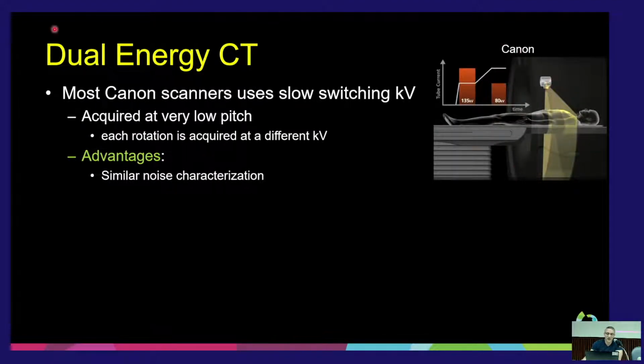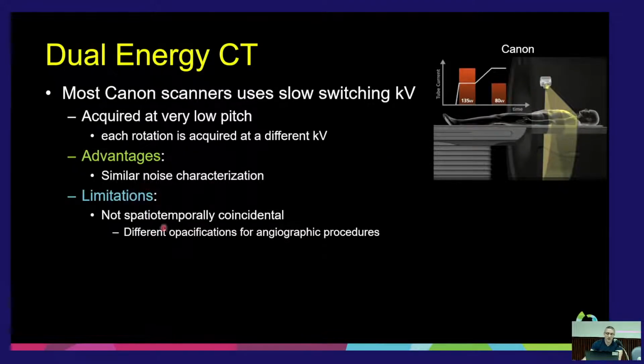All right, then there are other systems that do what's called spin-spin. Canon is one of them. And basically what it does is it spins twice around the body, once at one kV, once at another kV. So it's a lot slower, but you can do dual energy with any of the systems because it just has the ability to. The beautiful thing with this is you can actually do tube current modulation. You can do all the typical things you do. The biggest limitation, though, is the fact that you have to spin twice around the same part of the anatomy. So there is going to be a difference in spatial temporal alignment.